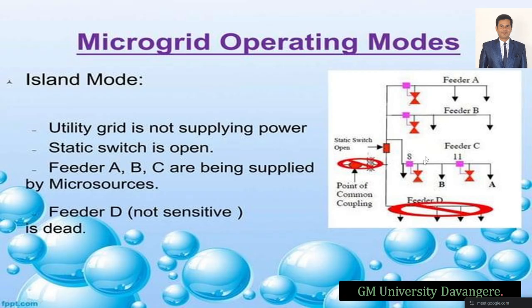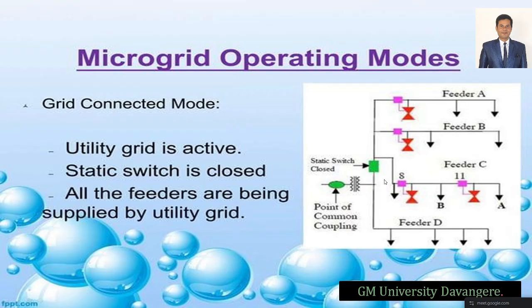From feeders A, B and C we have the various loads connected. And we have the static switch also. Sometimes one of the feeders gets failed. So if you make the interconnection of your grids with these feeders, then if a feeder fails, we can have the connection with the other point also, right?